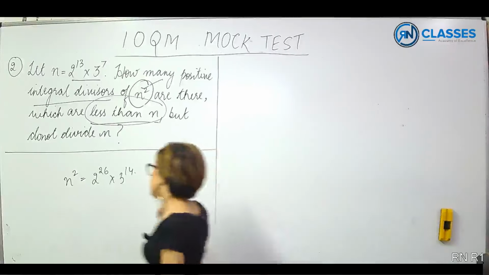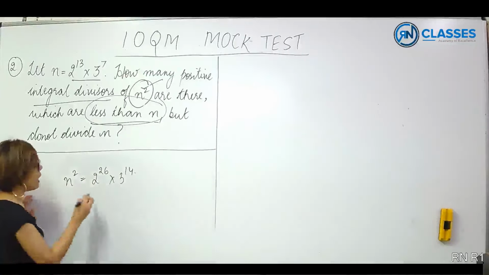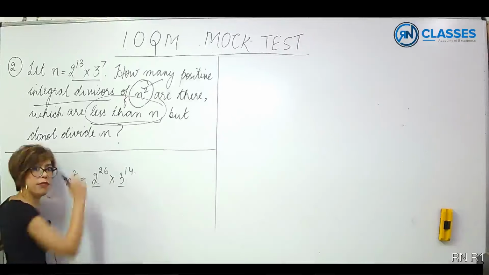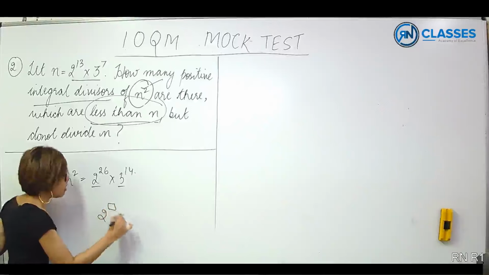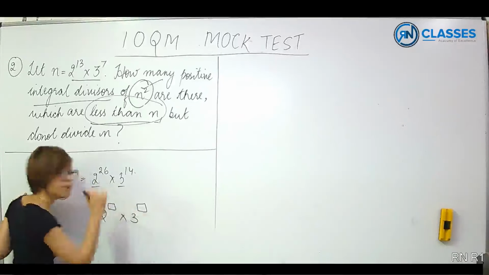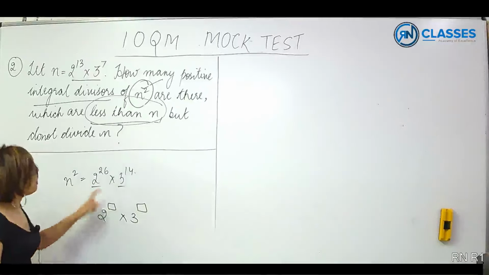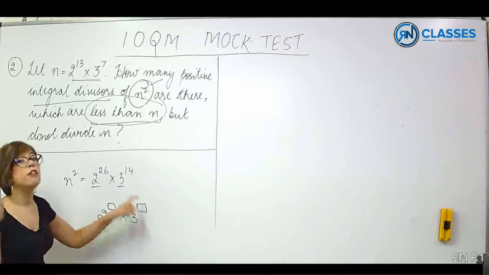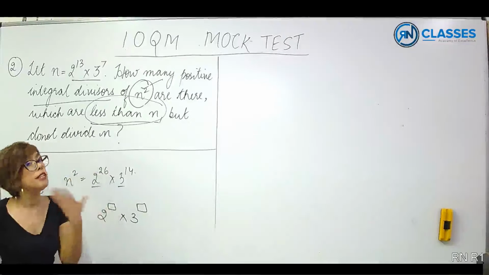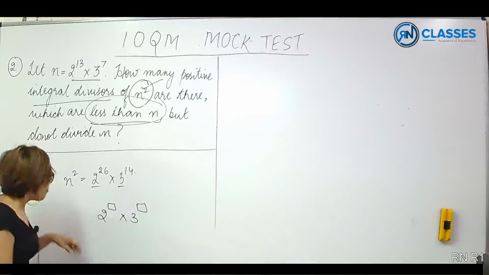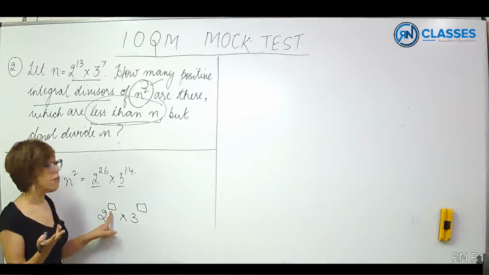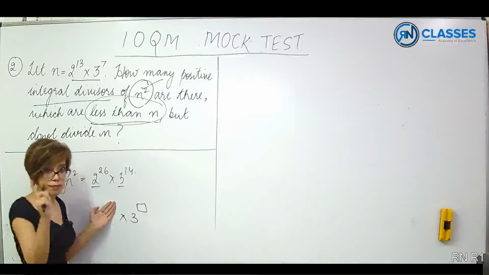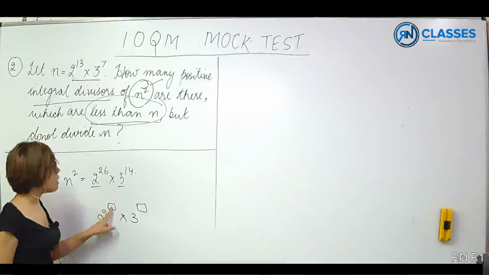Okay, let's see. Any divisor of n square will have a power of 2 or a power of 3 or both of them. So basically, I would have 2 raised to some power times 3 raised to some power. In different ways, I can fill up these parts, and the different ways will give me the different divisors of this number. Now, 2 raised to something. Do you think I can put 2 raised to the power 0? Yes, we can. We can just have some power of 3, right? I can do that. So I can have 2 raised to the power 0 over here.